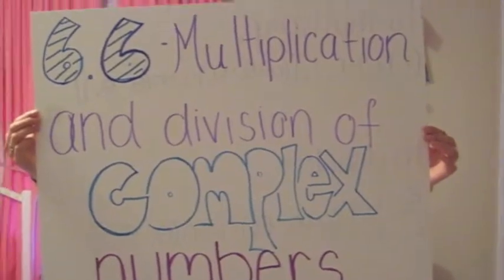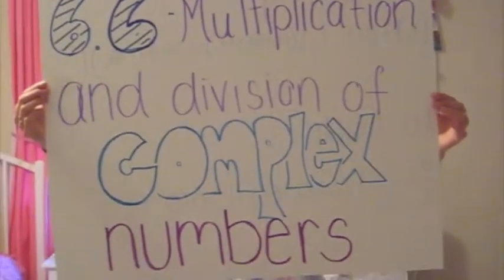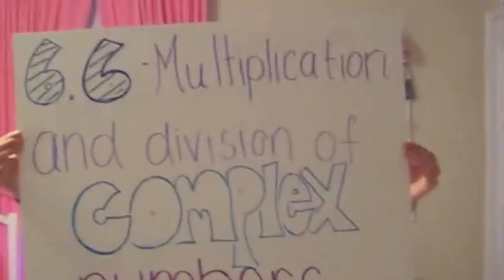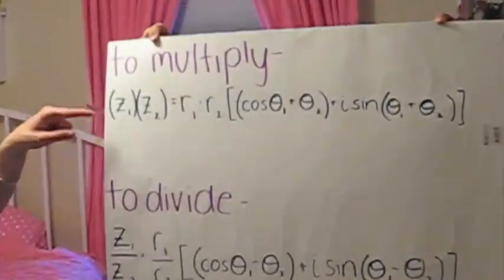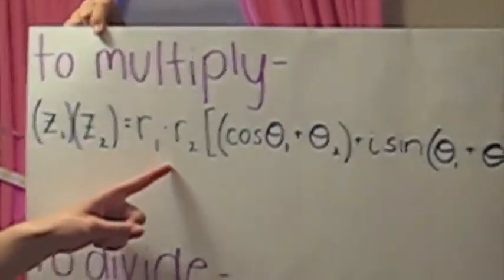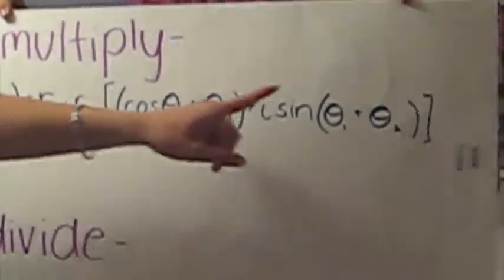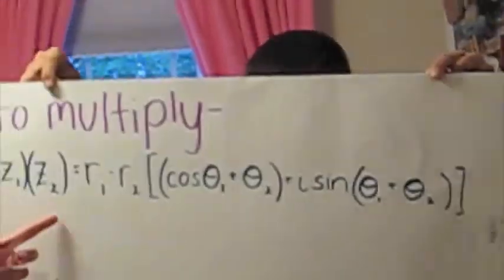We are presenting Chapter 6.6, Multiplication and Division of Complex Numbers. We use two main equations in this section. The first one is to multiply complex numbers. So to get z1 times z2, you multiply the two r's, add the two cosines, and then add the two sines to simplify the entire equation.